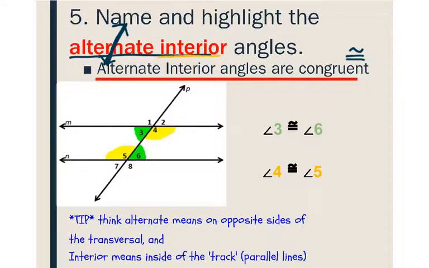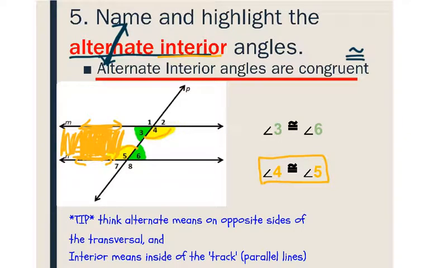Interior is, if you're thinking like here's your railroad tracks, and I'm just going to do just part of the line here. What's in between the tracks? Where shouldn't you walk if a train was coming? So in between, inside. So angle 4 and angle 5 are both inside this area of those two lines on opposite sides of my transversal. They are alternate interior angles, so they are congruent to each other.